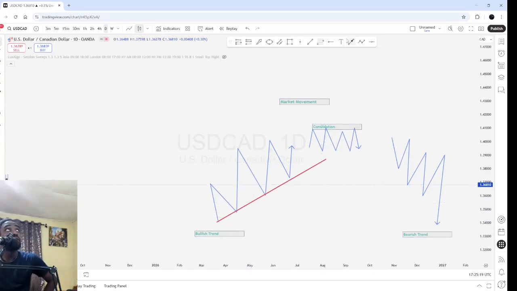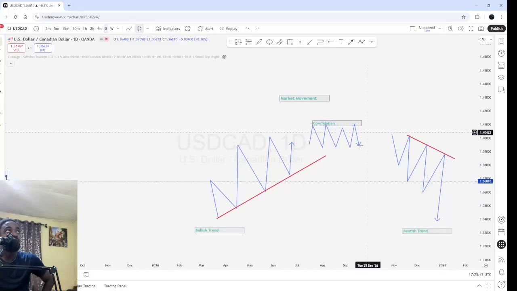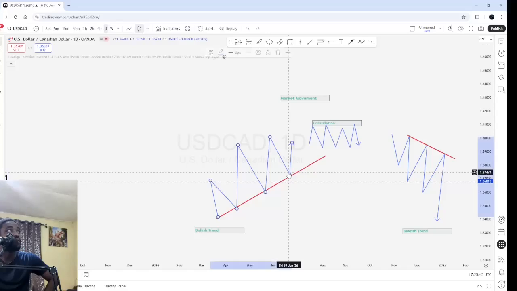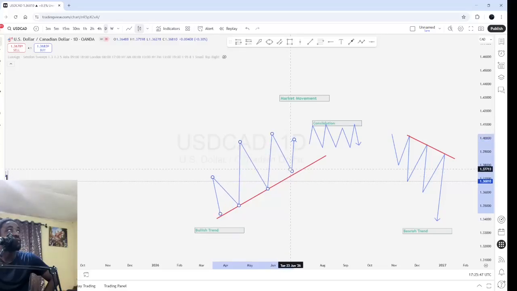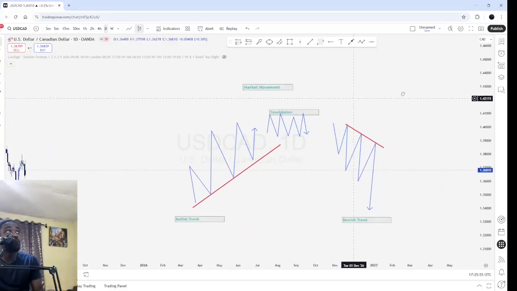So most of the time, as a retail trader, you have a saying that the trend is your friend. Do you get me? The trend is your friend. They have a saying that the trend is your friend.